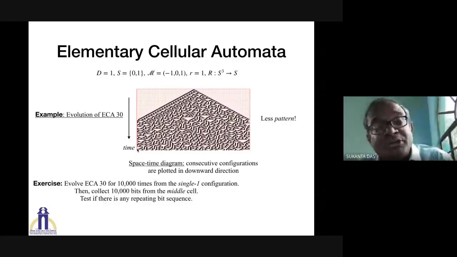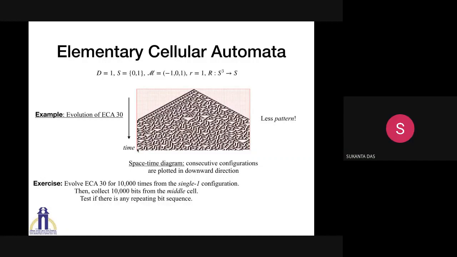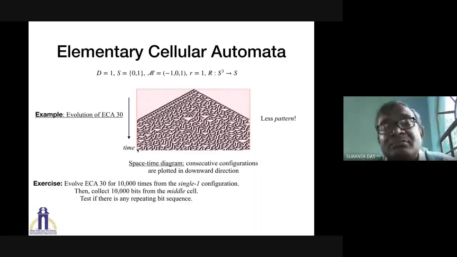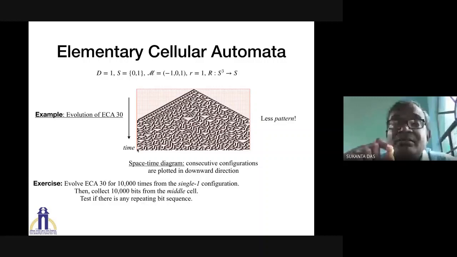Now, this is an exercise. You do it and check. Evolve ECA 30 for 1,000 times, 10,000 times, maybe 1 lakh. That's your choice, so I've given 10,000 times. You run from this initial configuration, a single 1 set in the middle cell, and then collect the bit from the middle cell. So it will start from 1.